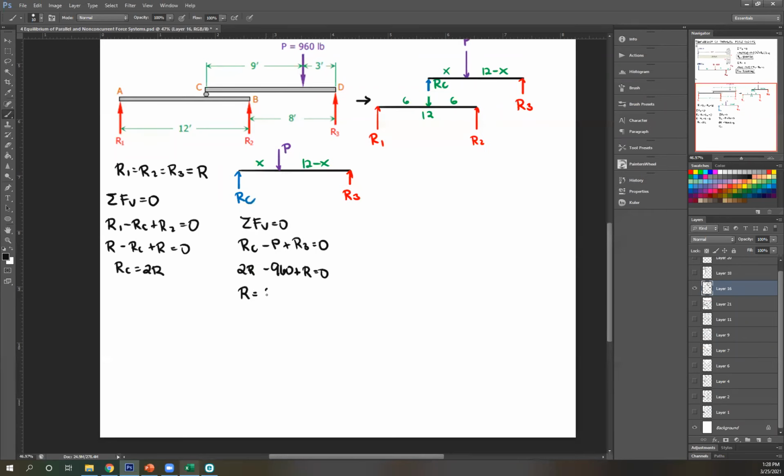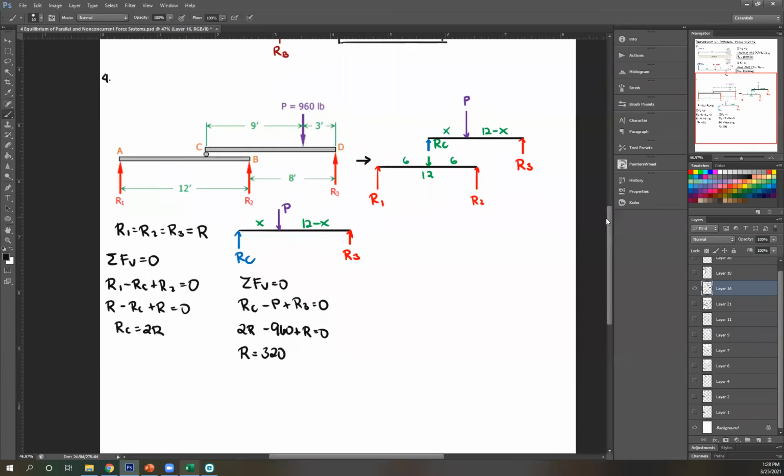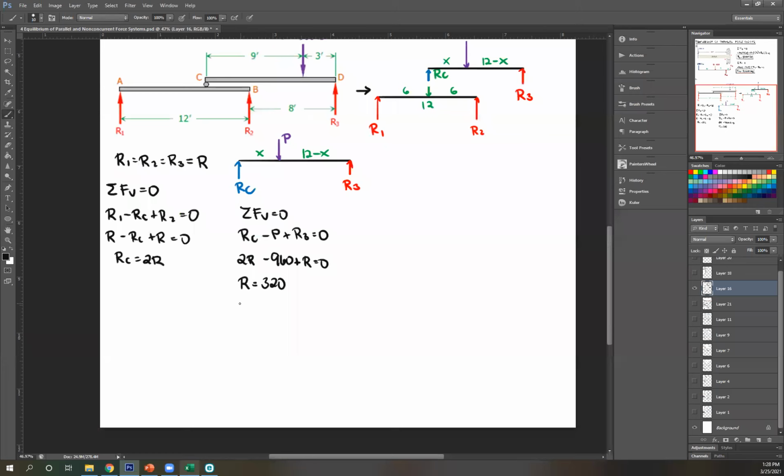Okay. So 320. So what am I gonna do with that? I'm gonna use this to figure out this distance x using moment. Okay. So let's say summation of moment at c, so that I can solve for x. Well, 0. Okay. So RC cancels out. So next is p. That is clockwise about c. So positive p times x. Next R3, counterclockwise. So minus R3.